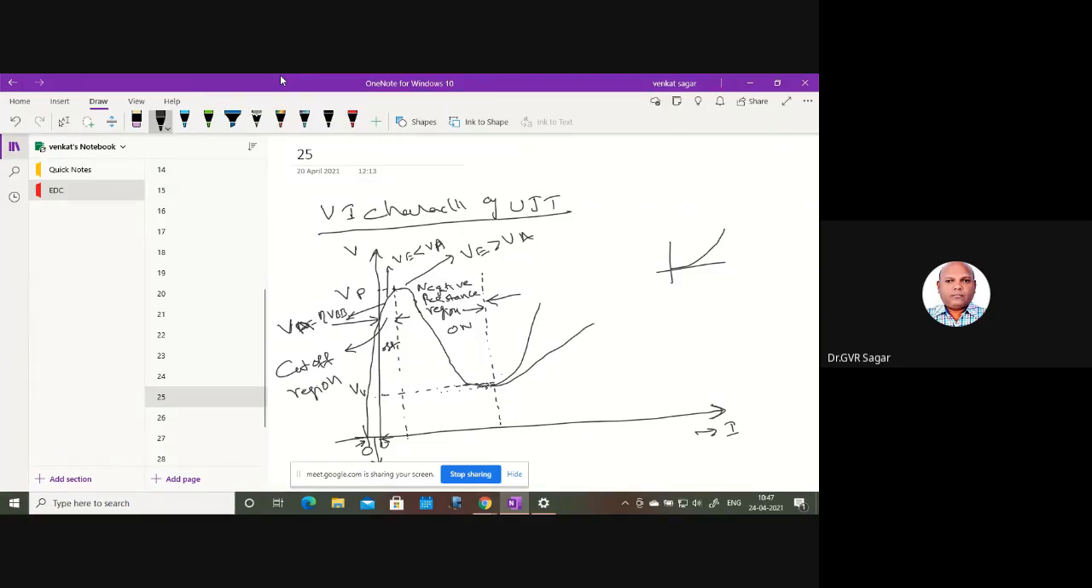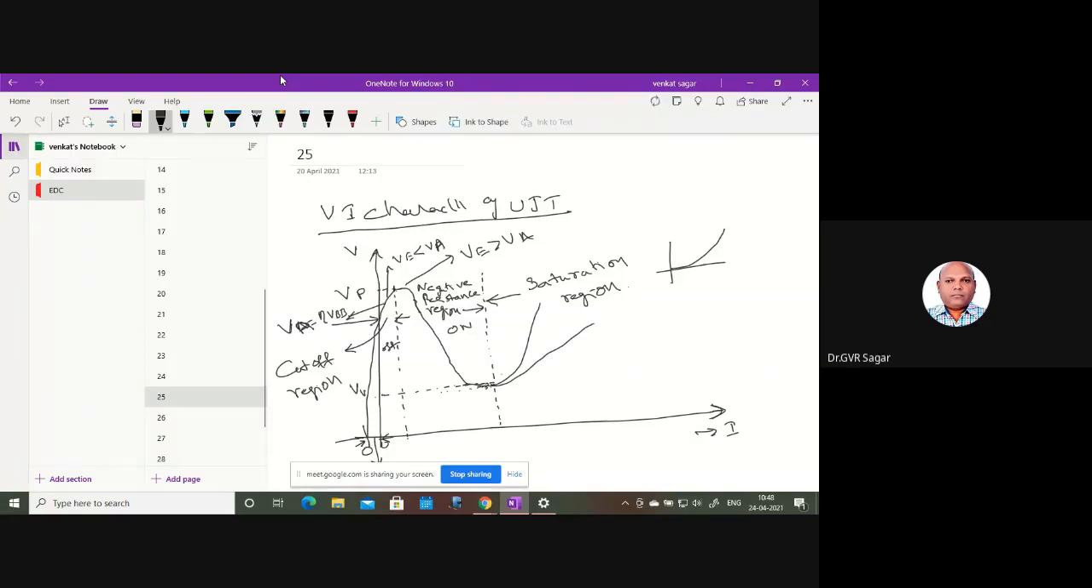So from peak point to valley point, ఈ రెండు points మధ్యనే there is a special characteristic of UJT called negative resistance region. After this valley point, if you still further increase the voltage, then the PN junction will act as a simple PN junction diode. This region is called as a saturation region.